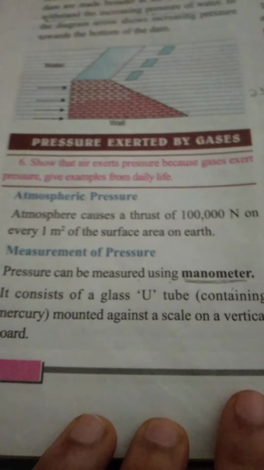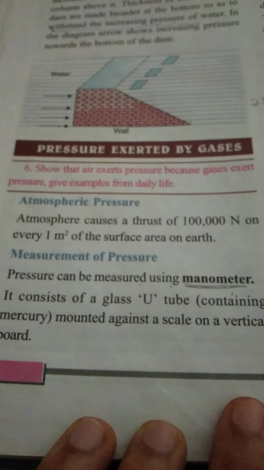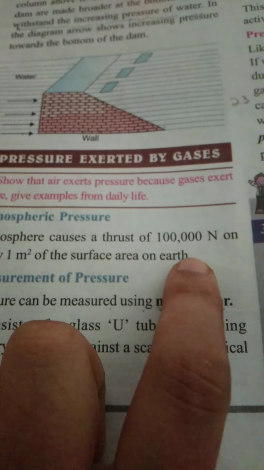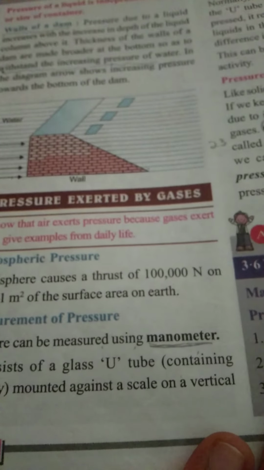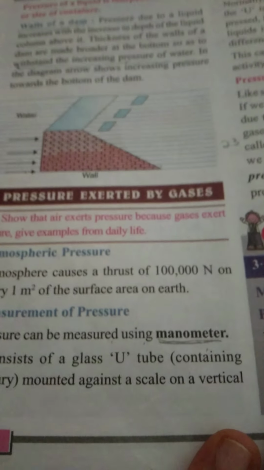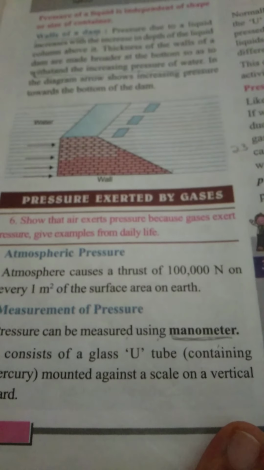So what is atmospheric pressure? So first one is atmospheric pressure. It is on page number 46. Atmosphere causes a thrust of 1 lakh Newton on every 1 meter square surface area on the earth. So we know that the earth is surrounded by air column called atmosphere. This atmosphere exerts a kind of pressure or thrust on the surface of the earth. How much? 1 lakh Newton on 1 meter square surface of the earth.